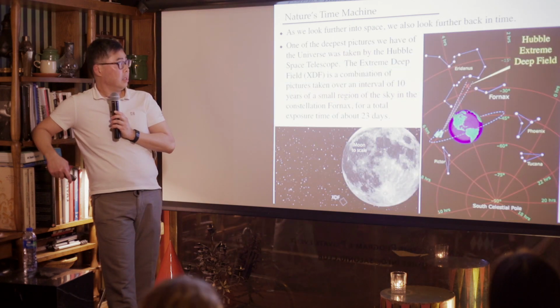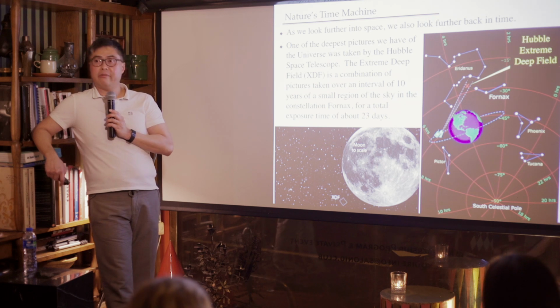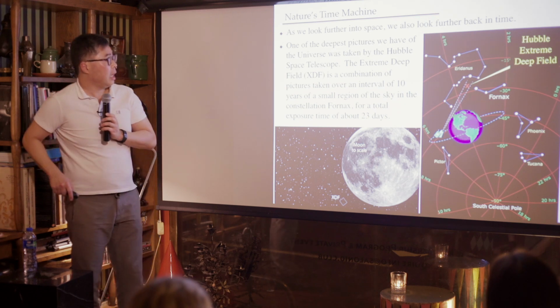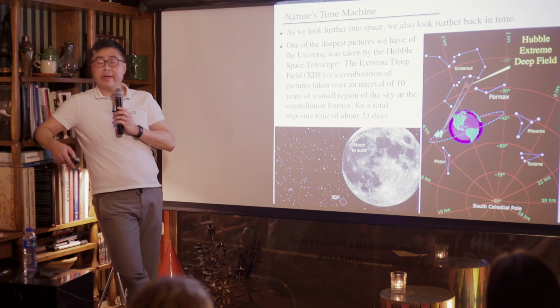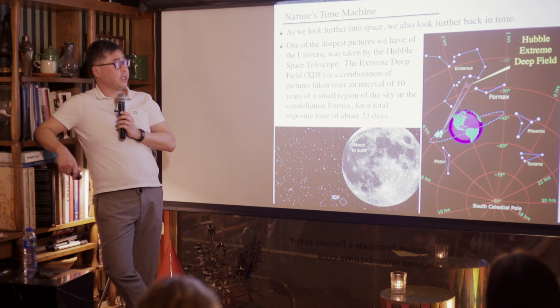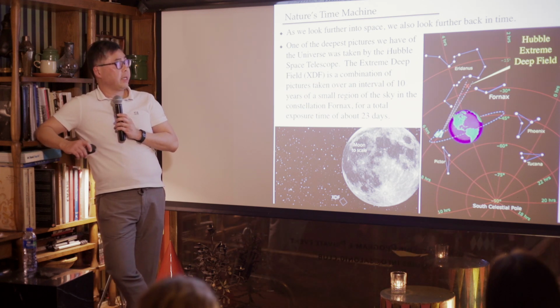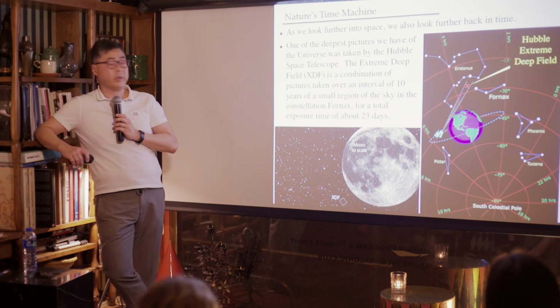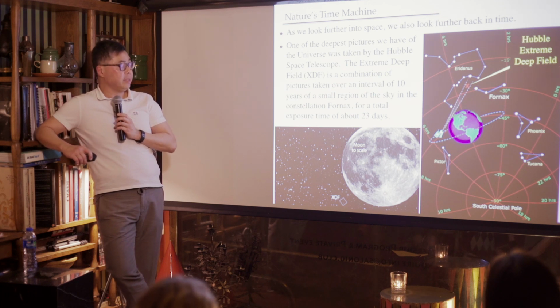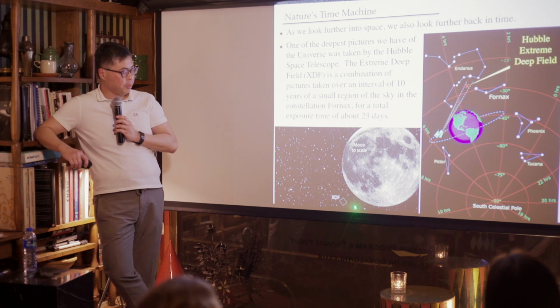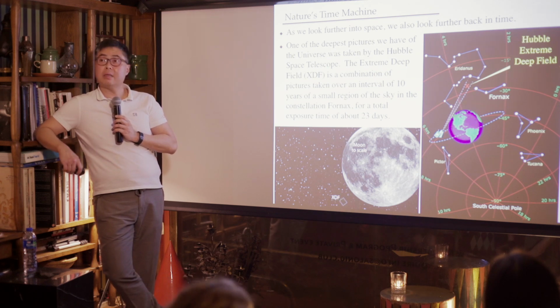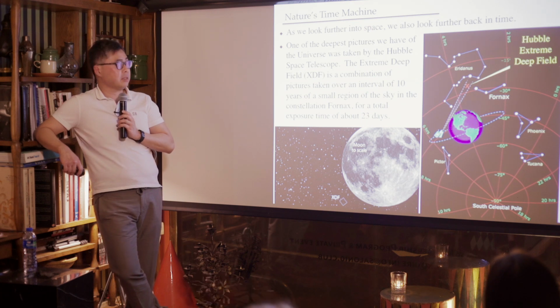So let me show you a few pictures of very faint, very young galaxies. This particular picture was taken by the Hubble Space Telescope. It's called the Extreme Deep Field. Here's the size of the moon in the sky. The picture I'm going to show you is this big. So it's just a tiny patch of the sky.